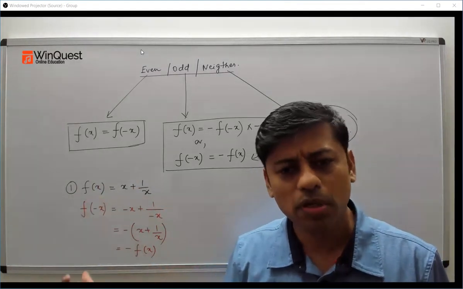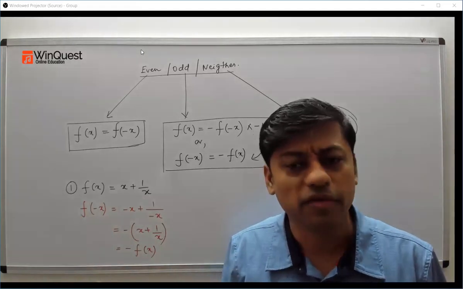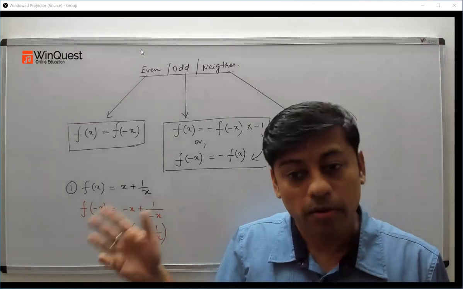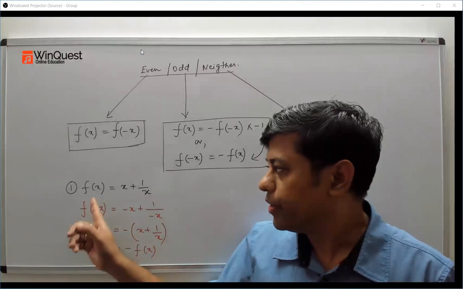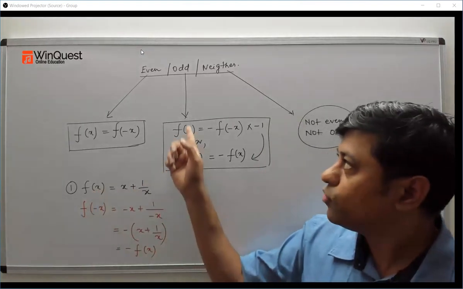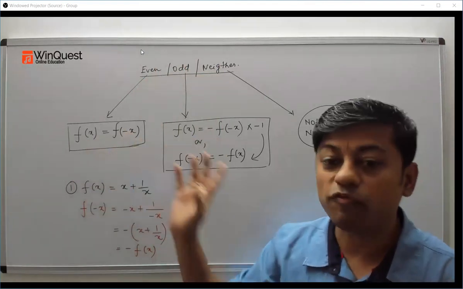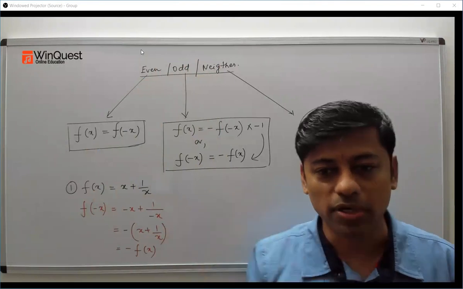No problem. In other words, if I casually say it is an expression, okay, fine. If I say it is a relation, fine. That's all okay. But we know the difference between all these three terms. Now, I have to understand even, odd, neither. First thing I need to calculate is what is f of minus x. f(x) is given, but f of minus x has to be calculated.